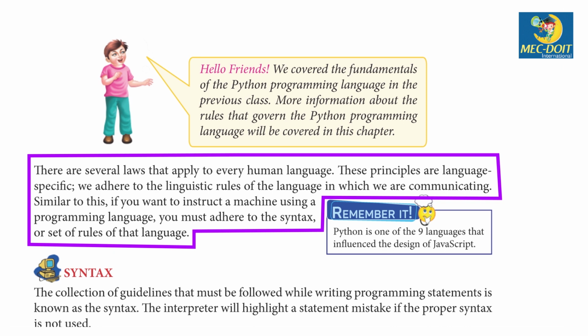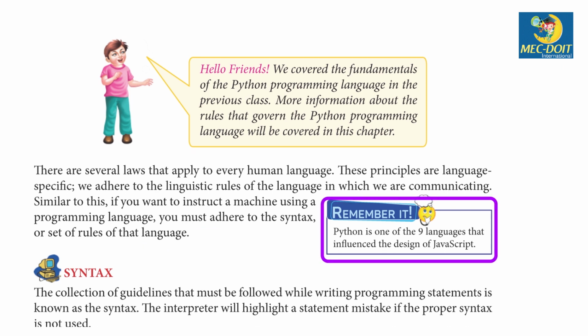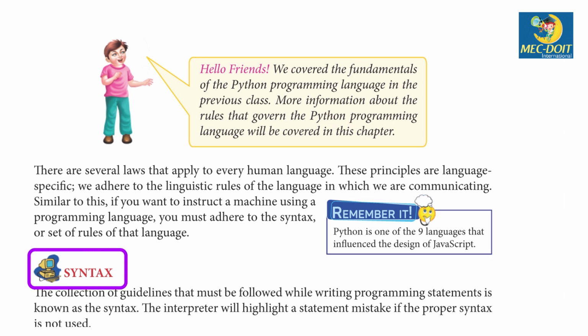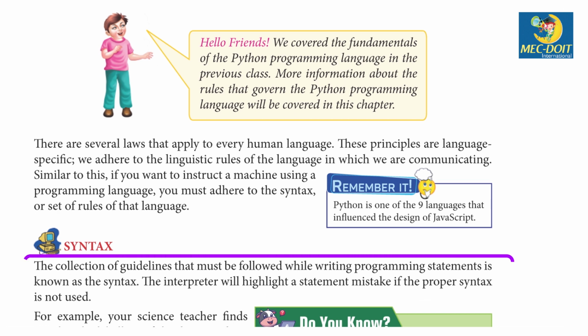Similar to this, if you want to instruct a machine using a programming language, you must adhere to the syntax or set of rules of that language. Remember it, Python is one of the 9 languages that influence the design of JavaScript. Syntax, the collection of guidelines that must be followed while writing programming statements, is known as the syntax. The interpreter will highlight a statement mistake if the proper syntax is not used.